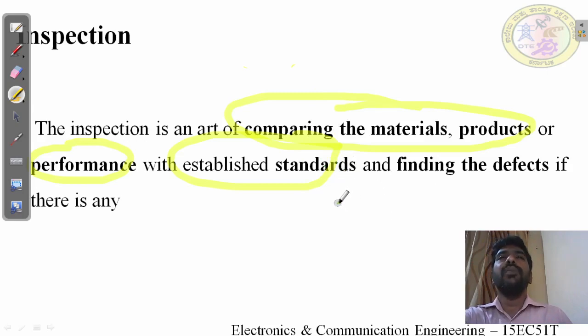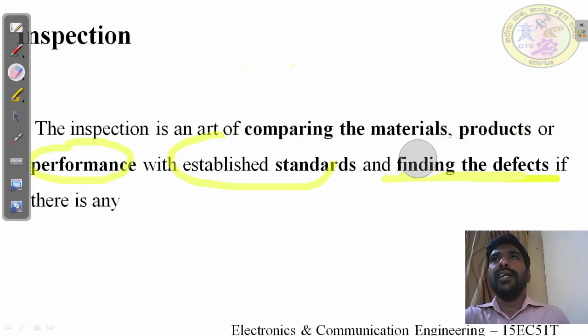If you do measurement and comparison, you will get a deviation. That means there may be differences. When you do comparison, you get the differences. Those differences say whether it is a defect or not. Defect means it does not meet the customer standard or specification. All these standards are derived from the customer specification only. If the standards are not met, then you can say it has a defect. This is called an inspection.